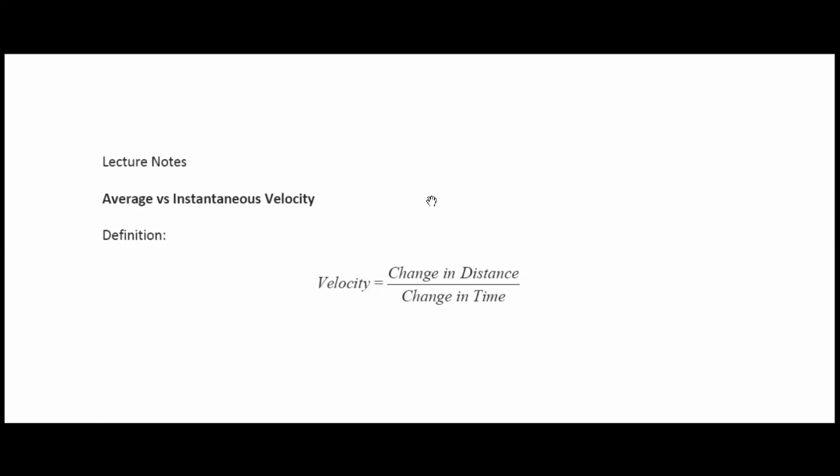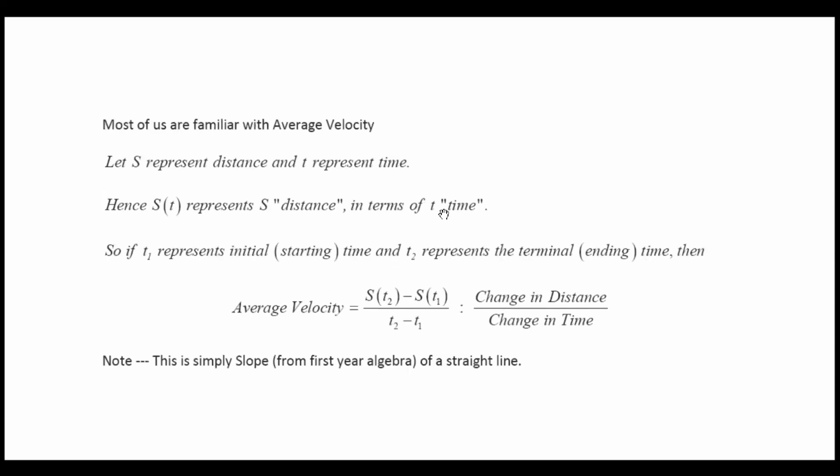So let's talk about some terminology here. As I said, most of us are familiar with average velocity. We're going to let the letter S represent distance and T represent time in our discussion in this lesson.